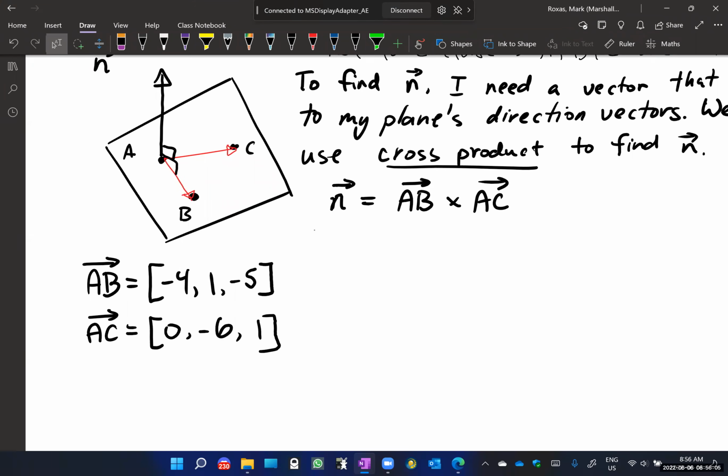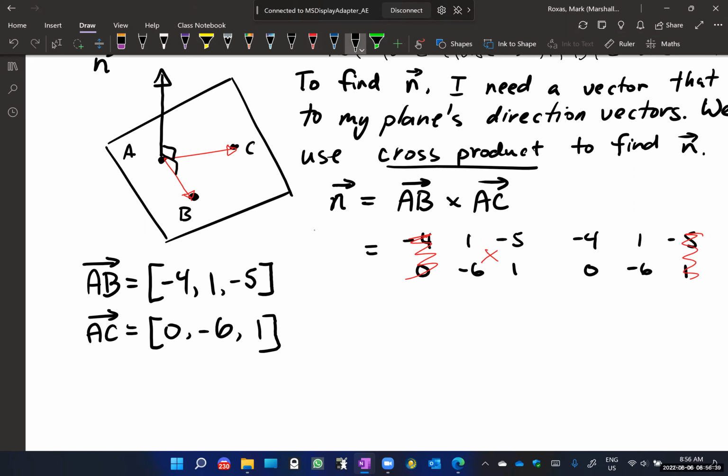So the cross product of AB cross AC, I'm going to write out my method that I usually use. Here I'm going to write the first vector on top: -4, 1, and -5. And the second vector below it: 0, -6, and 1. So that's how I'm setting it up. If you recall, cross out the first and last column. And then we're going to be cross multiplying and subtracting.